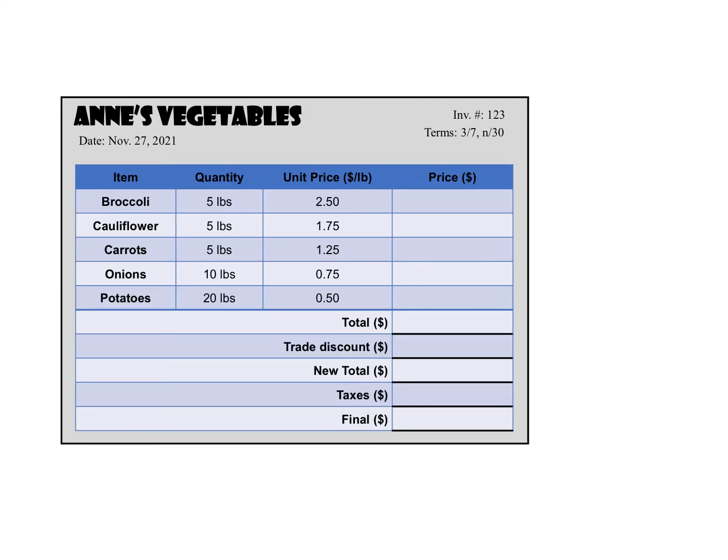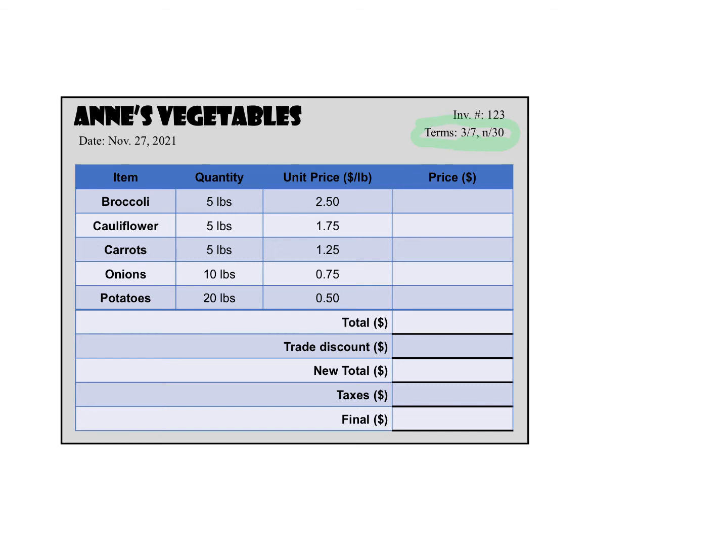All right, this week we're looking at invoices. Now, before we actually get to calculating anything, let's talk about the terms of the invoice. This 3/7 means that you get a 3% discount if you pay within the first 7 days of the invoice. And the N/30 means that you have 30 days to pay the invoice.